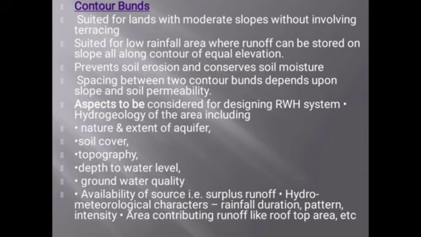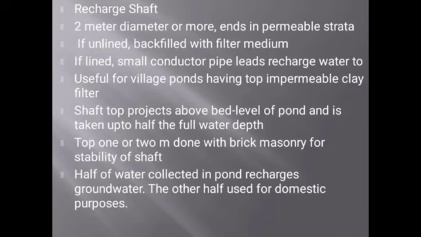Aspects to be considered for designing rainwater harvesting systems are hydrogeology of the area including nature and extent of aquifer, soil cover, topography, depth of water level, groundwater quality, availability of source, that is surplus runoff, and hydrometeorological characters: rainfall duration, pattern, intensity, and area contributing runoff, like rooftop area, etc.